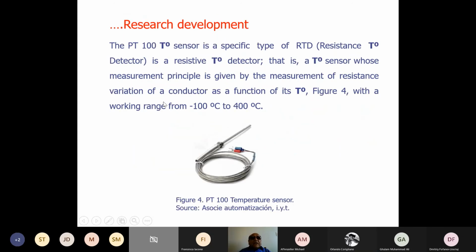The PT100 temperature sensor is a specific type of resistance temperature detector. It is a resistive temperature detector, a temperature sensor whose measuring principle is given by the measurement of the resistance variation of a conductor as a function of its temperature. Figure 4. It has a working range of negative 100 to 400 Celsius.